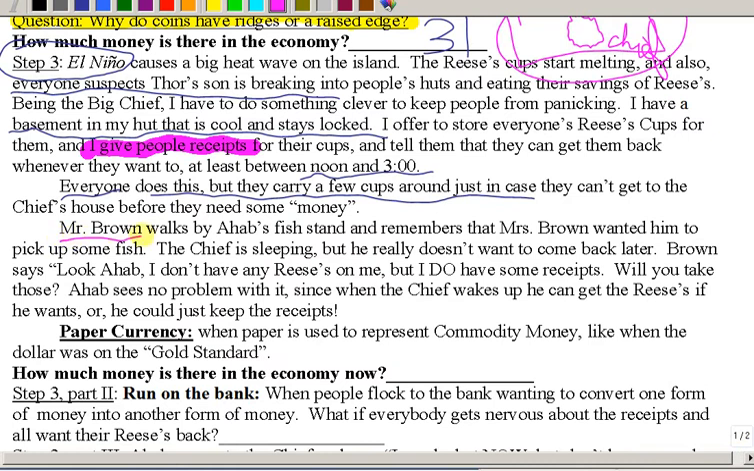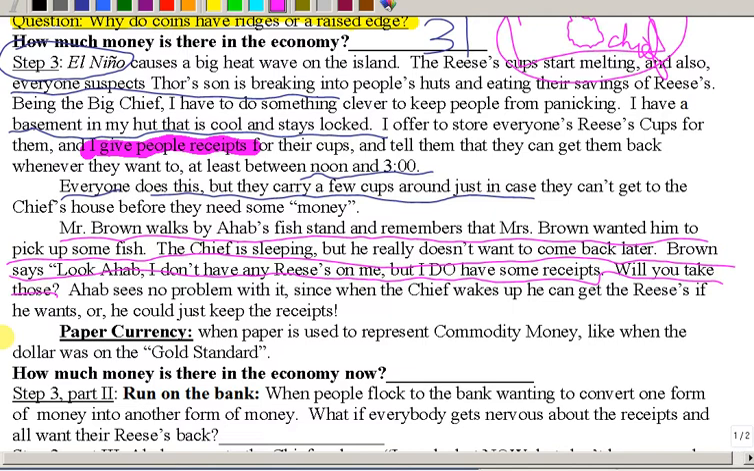Mrs. Brown walks by Ahab's fish stand and remembers Mrs. Brown wanted him to pick up some fish. The chief is sleeping and he really doesn't want to come back later. So Brown says, "Look, Ahab, I don't have any Reese's Pieces on me or Reese's Peanut Butter Cups, but I do have some receipts. Will you take those?" And it seems reasonable that that would happen.